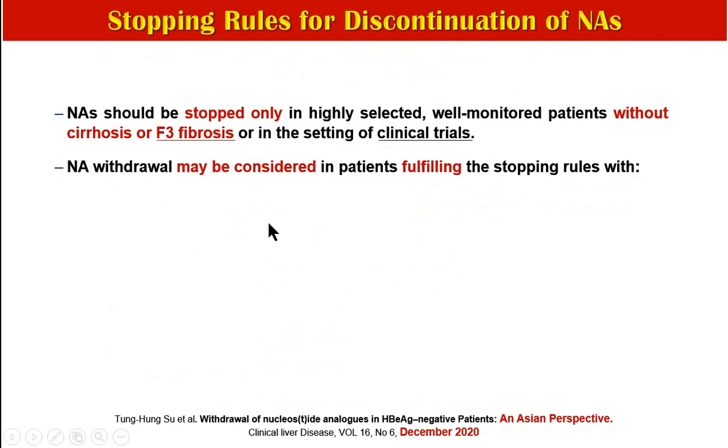Lately, stopping rules for discontinuation of nucleoside analogues have been mentioned. The nucleoside analog should be stopped only in highly selected, well-monitored patients, without cirrhosis or F3. This is new. The patients should be F2 only, or in the settings of clinical trials.